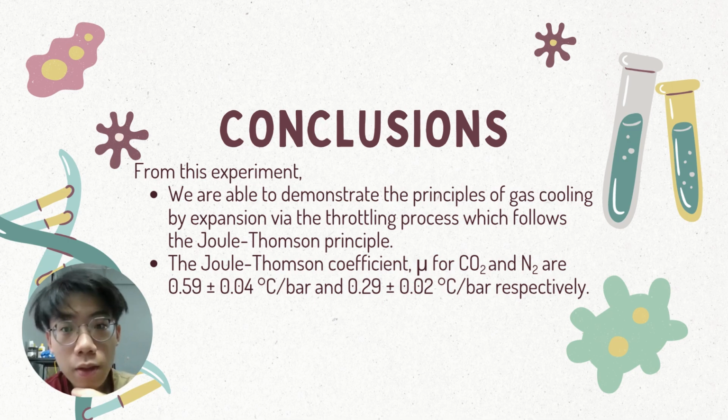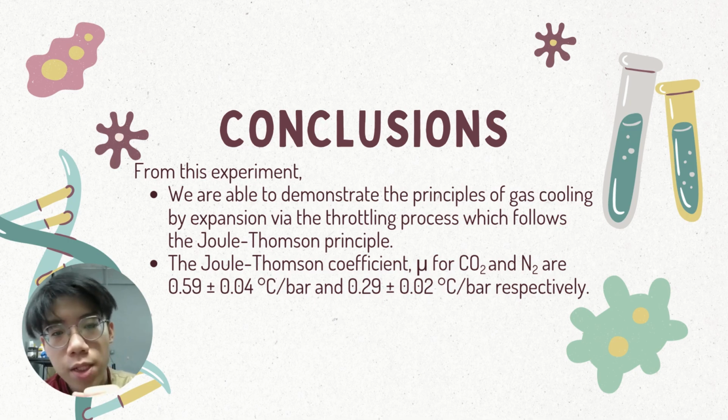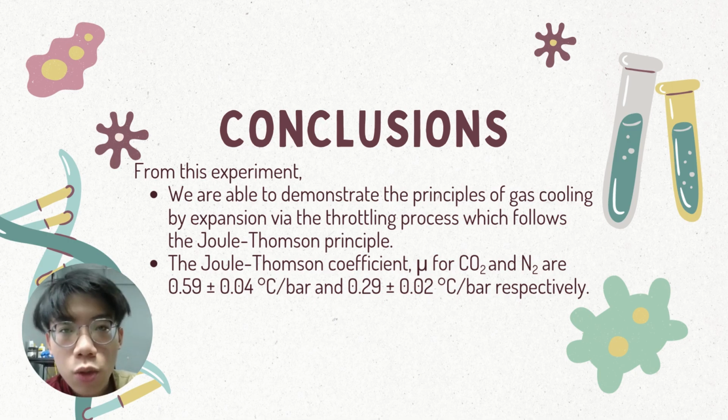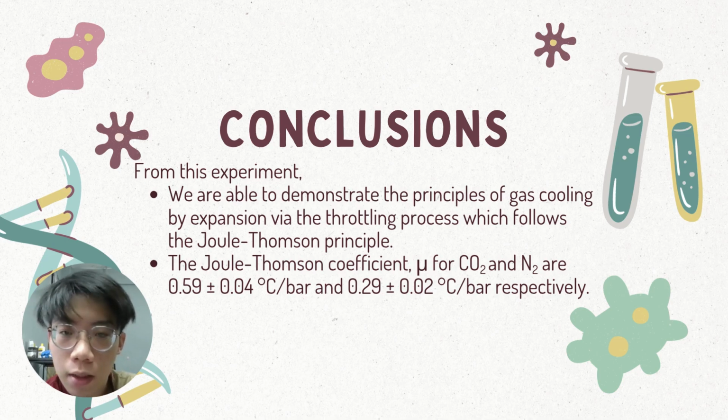For this experiment, we are able to demonstrate the principle of gas cooling by expansion via the throttling process, which follows the Joule-Thomson principle, which has satisfied all three objectives of this experiment. The Joule-Thomson coefficient for carbon dioxide is 0.59 plus minus 0.04 degrees Celsius per bar, and for nitrogen gas, 0.29 plus minus 0.02 degrees Celsius per bar, respectively.